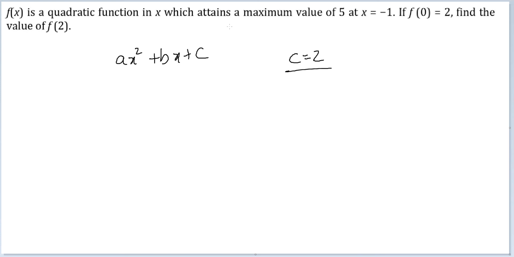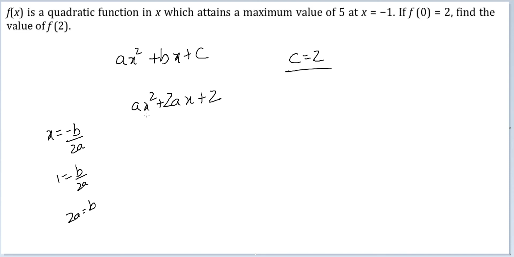Another thing, the maxima of a function lies at x is equal to minus b by 2a, and we have been told maxima is attained at x equal to minus 1, so 1 is equal to b by 2a, or 2a is equal to b. Therefore the expression that we're dealing with is ax square plus 2ax plus 2.